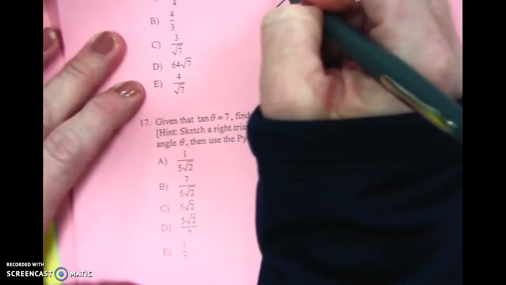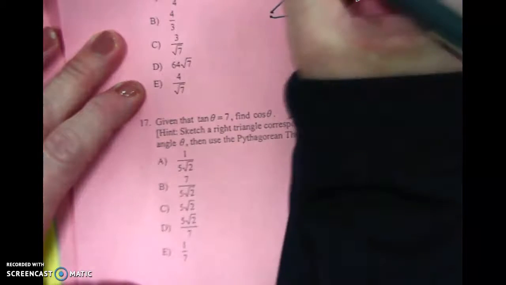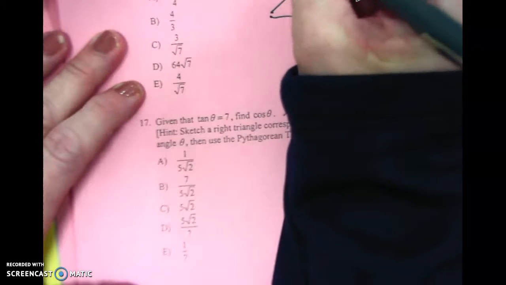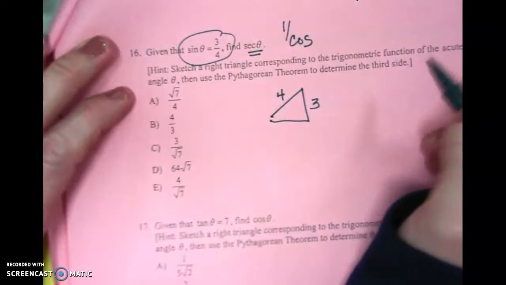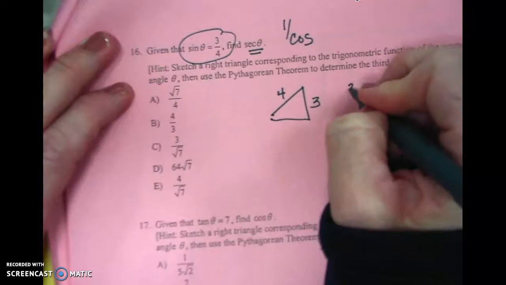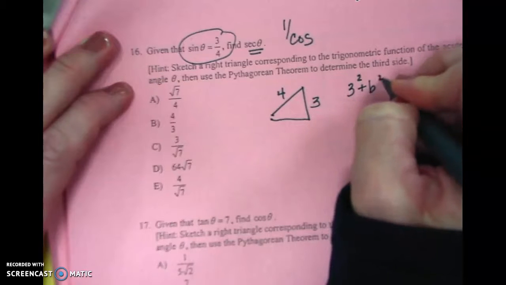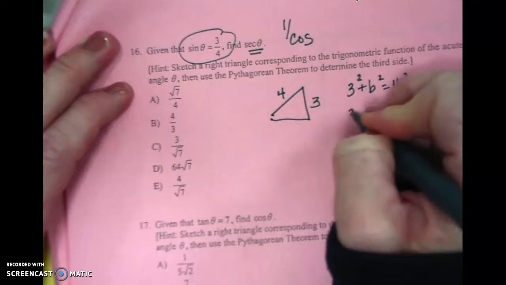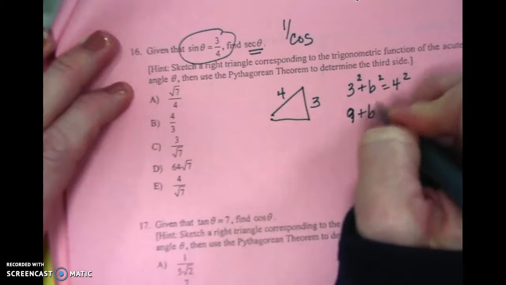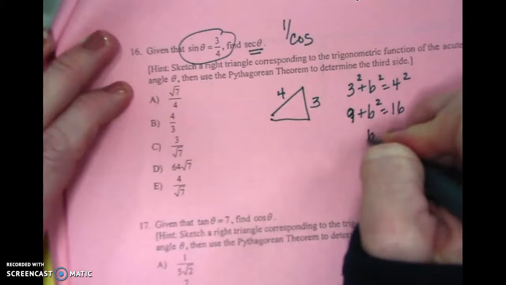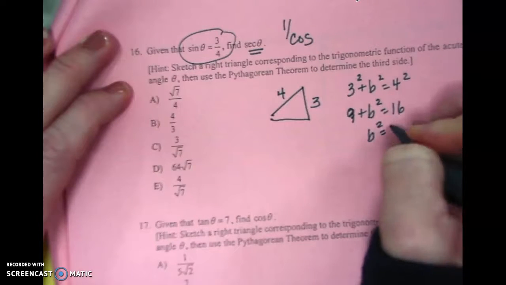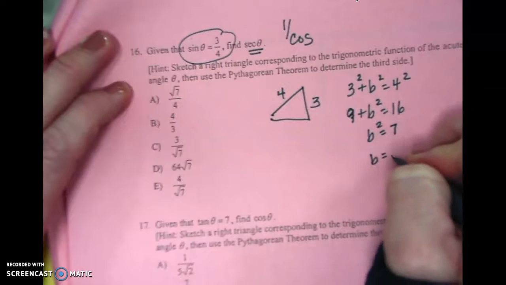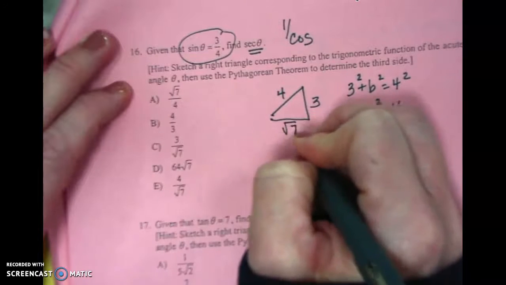Given sine is 3/4, find the secant. So sine is opposite over hypotenuse. Secant is the reciprocal of cosine. And so I have to do a squared plus b squared equals c squared, or 9 plus b squared equals 16, b squared equals 7, b equals the square root of 7.